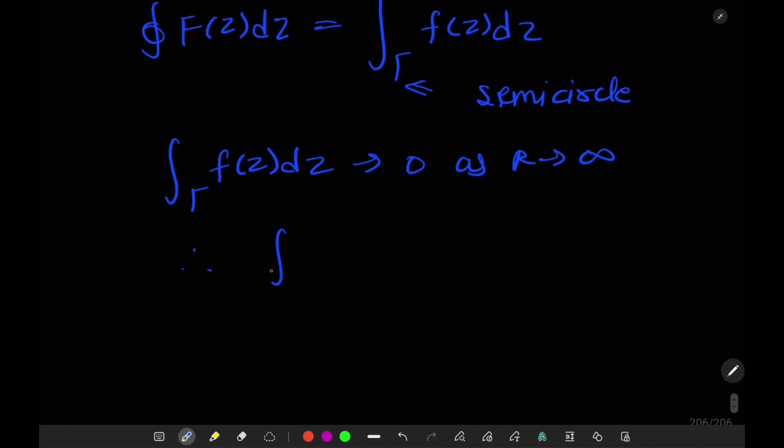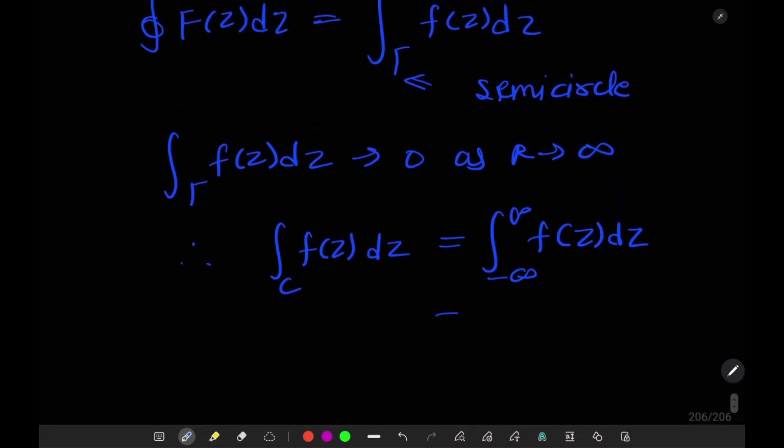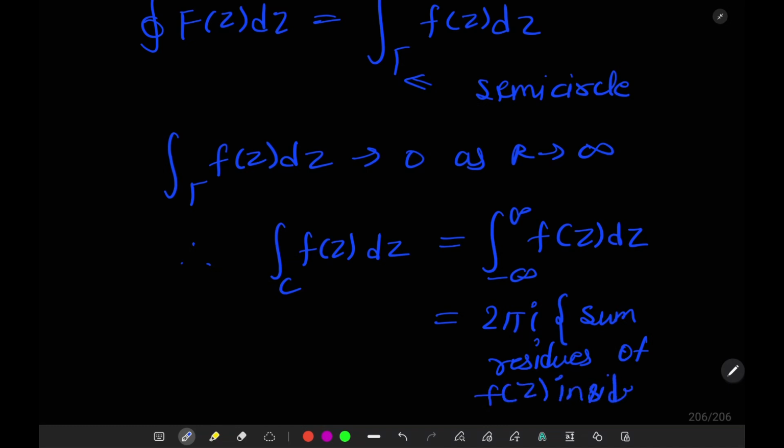So integral of f of z dz over the closed curve is equals to integral from minus infinity to plus infinity of f of z dz. Here this is equals to 2 pi i times the sum of residues of f z inside the contour C.